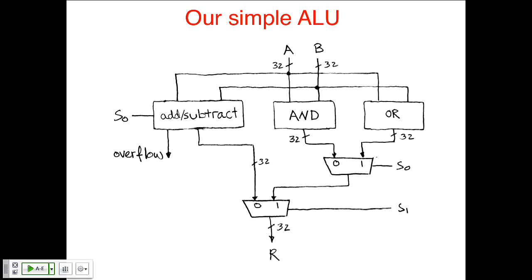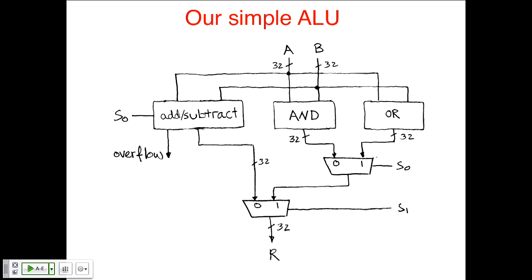So here's A and B coming in. And there's one little optimization here. Instead of having a separate adder and subtractor, it turns out we can combine those and build one unit that does add or subtract. But we'll have a separate unit that does and and a separate unit that does or.